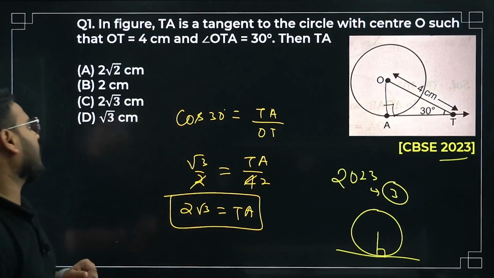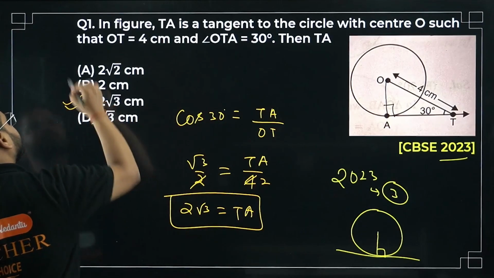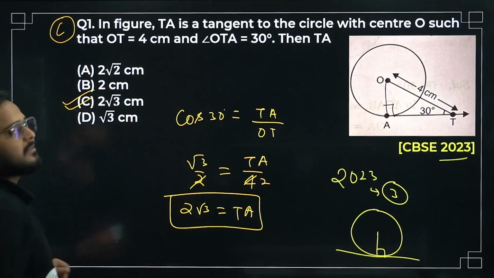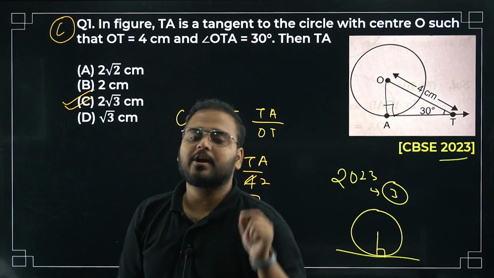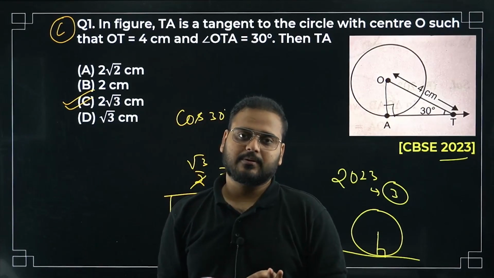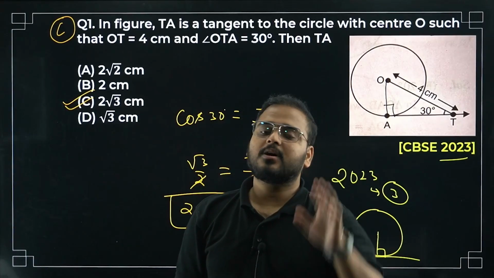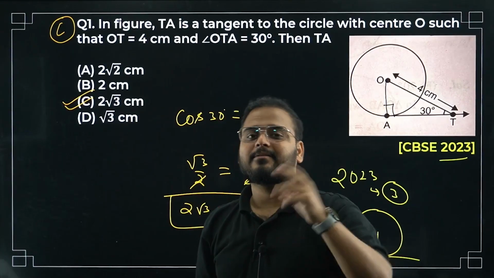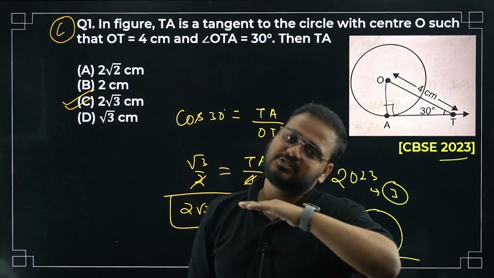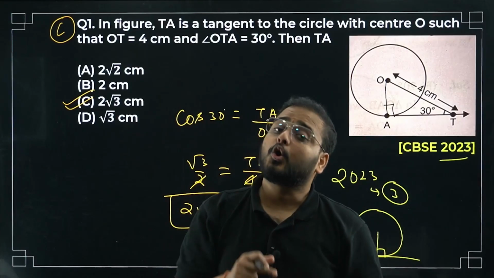Any option like this? Option number C. Clear? Agreed? Very important concept, bacha. Very, very important concept. Which is the concept, bacha? Perpendicular line coming from where? The radius and the tangent are always perpendicular at the point of contact.